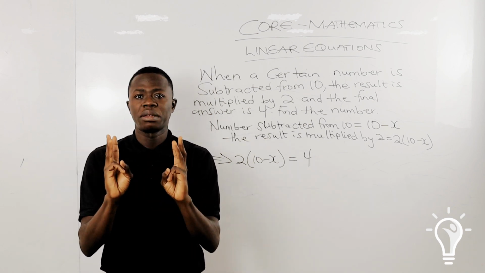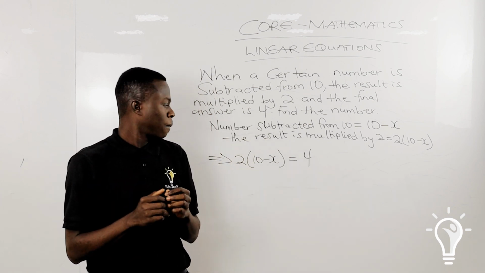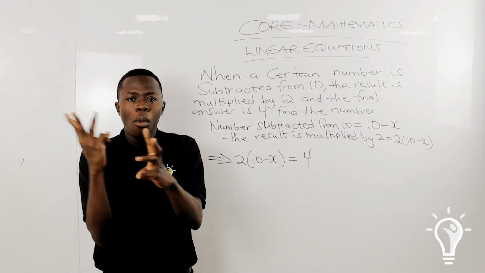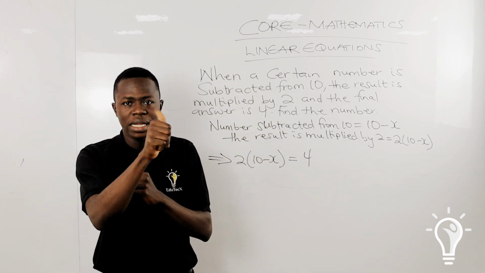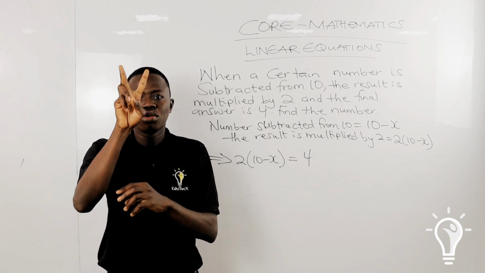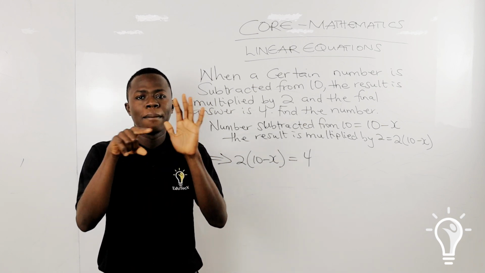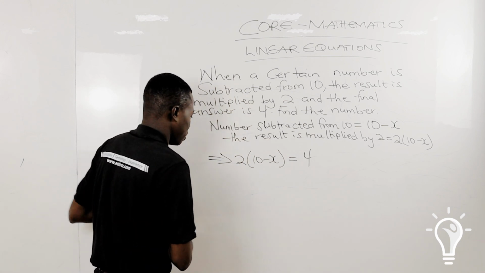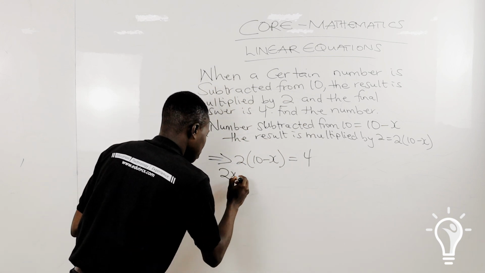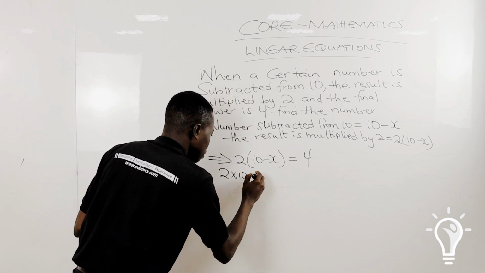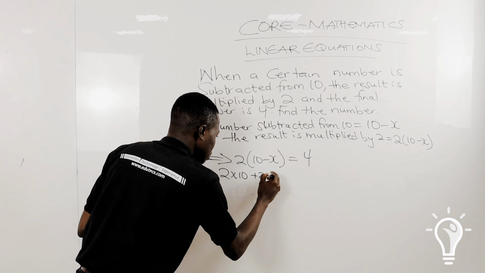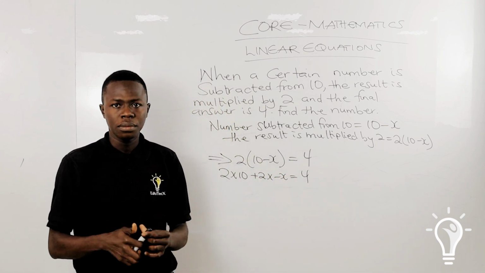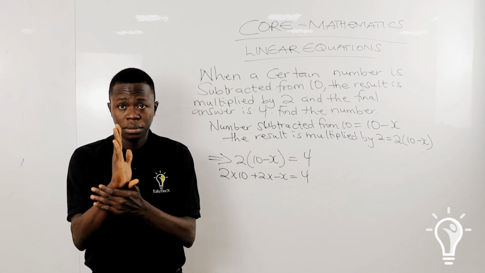We are going to have 2 multiplied by 10 and 2 multiplied by minus x. That is what's going to expand the bracket. So let's try doing that. So 2 multiplied by 10 plus 2 multiplied by minus x equals 4. So let's continue. 2 multiplied by 10, and the answer is going to give us, yes, that's 20.